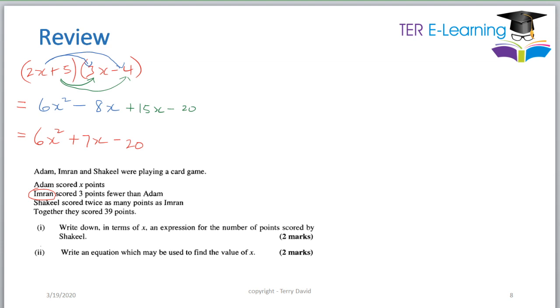Seeing everybody saying x minus 3. Imran scored 3 points fewer than Adam, so therefore Imran's score is actually x minus 3. That is correct. Now they told us that Shakil scored twice as many points as Imran. So can you all tell me what is the expression for that? What is Shakil's score?